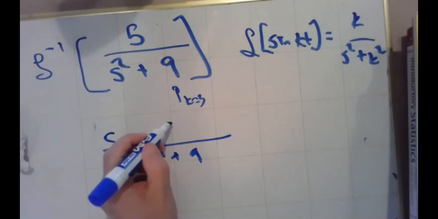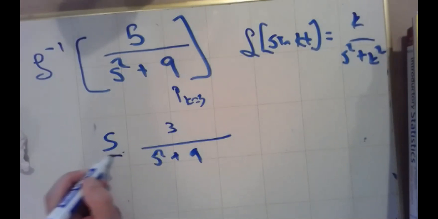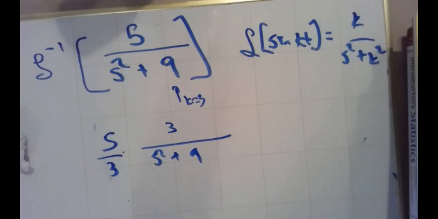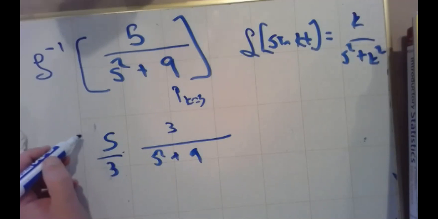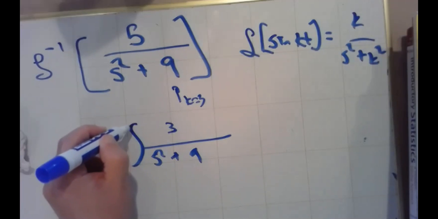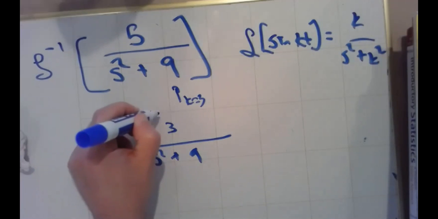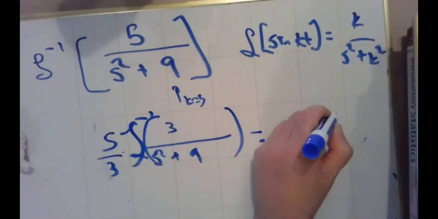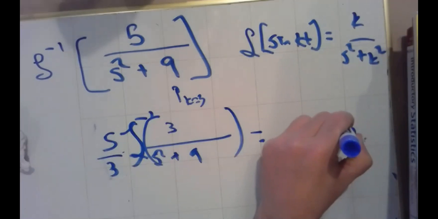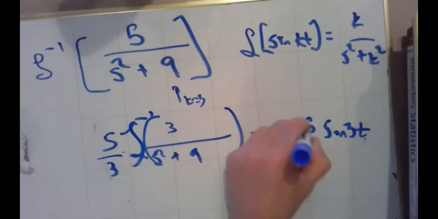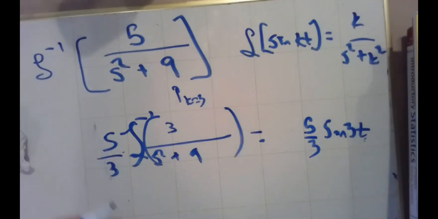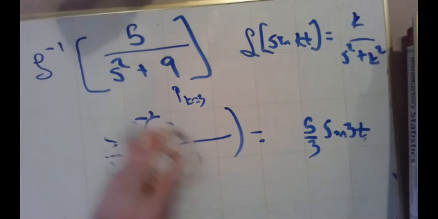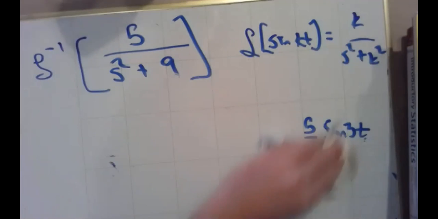I need a 3 on top, so I'm going to put my 3 on top, and at the same time put 1 on the bottom, so I'm not making stuff up. This is what I want the inverse Laplace transform of. That is sine of 3t. And then I've got this 5/3 hanging out front. Okay, pretty easy still so far.